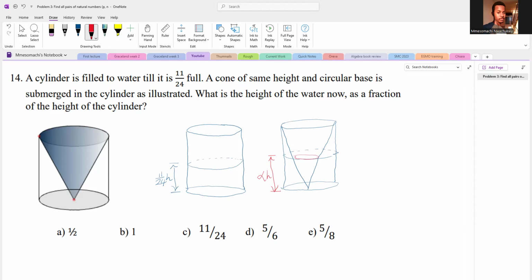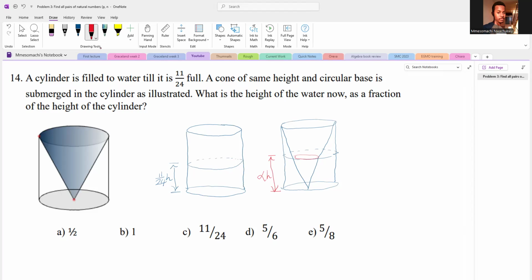But before we dive into this question, we have to make some observations. First of all, there is no water being added. But because of the cone being submerged, it is occupying some space, and of course there's going to be a rise in the level of the water. So a good heuristic would be to first of all calculate the volume of water, since it remains constant.